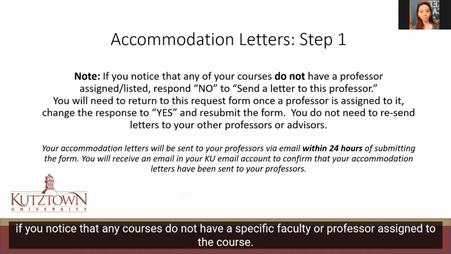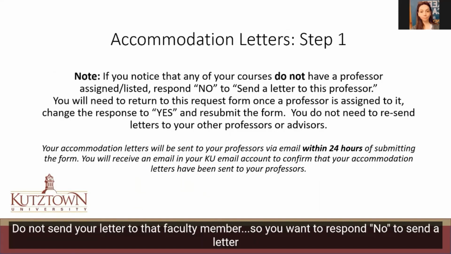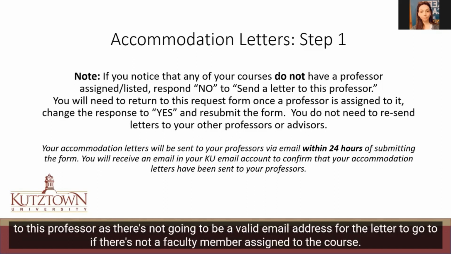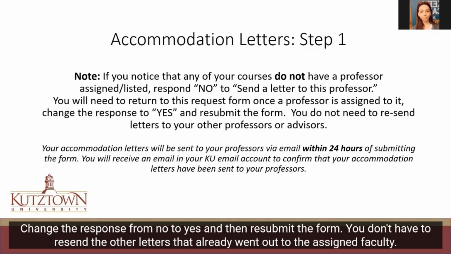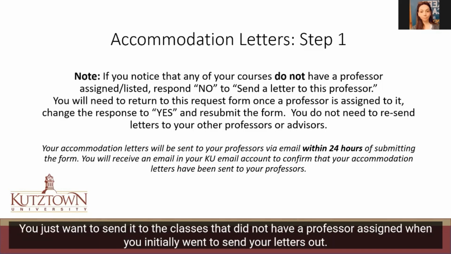An additional note: when you are going into MyKU to send your electronic letters to your course professors, if you notice that any courses do not have a specific faculty or professor assigned to the course, do not send your letter to that faculty member. So you want to respond no to send a letter to this professor, as there's not going to be a valid email address for the letter to go to if there's not a faculty member assigned to the course. If that is the case, you will want to return to the request form once a professor is assigned to the class, change the response from no to yes, and then resubmit the form. You don't have to resend the other letters that already went out to the assigned faculty. You just want to send it to the classes that did not have a professor assigned when you initially went to send your letters out.